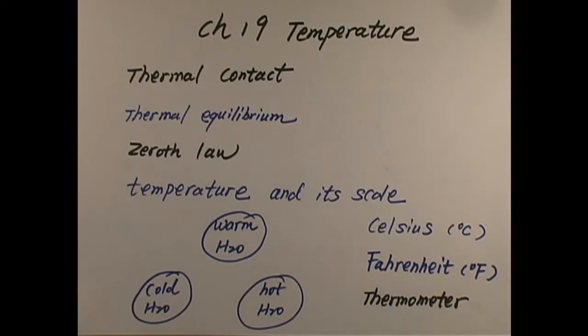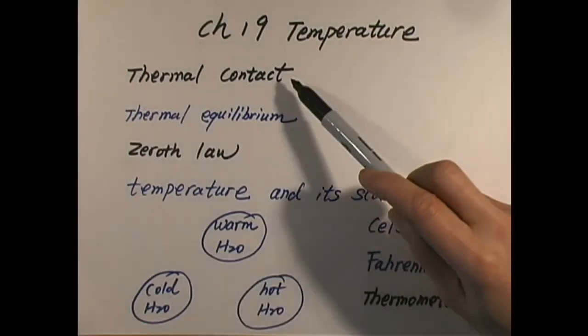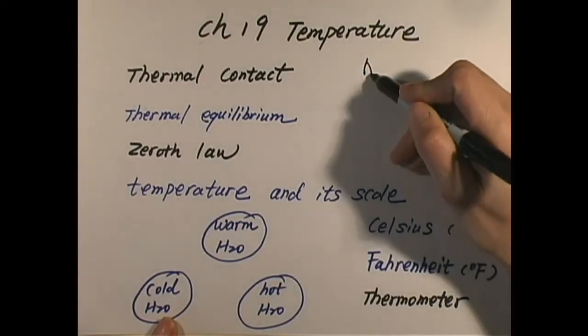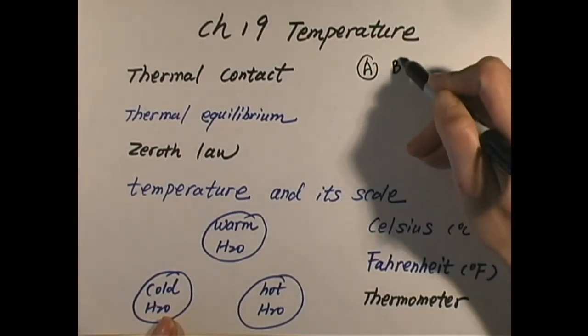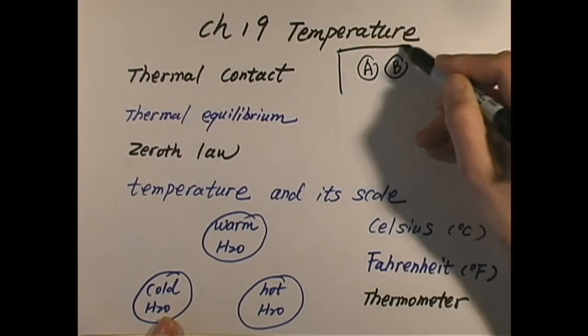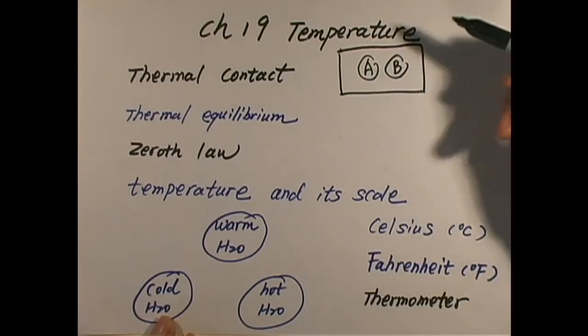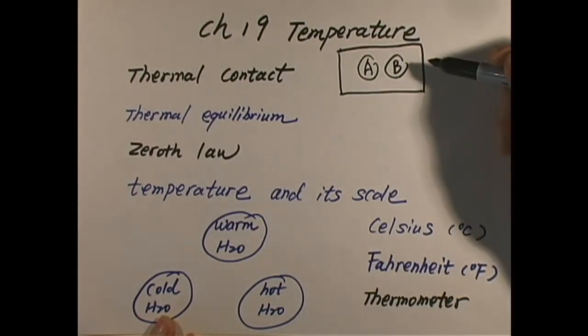Now, in order to clearly understand what is temperature and what is thermal equilibrium, let's first define thermal contact. Thermal contact is defined as two objects placed in an insulated container such that they interact with each other but not with the environment. So we can imagine that if we have object A and object B, and we put them into an insulated box, they are going to interact with each other but not with the environment. That is called thermal contact.